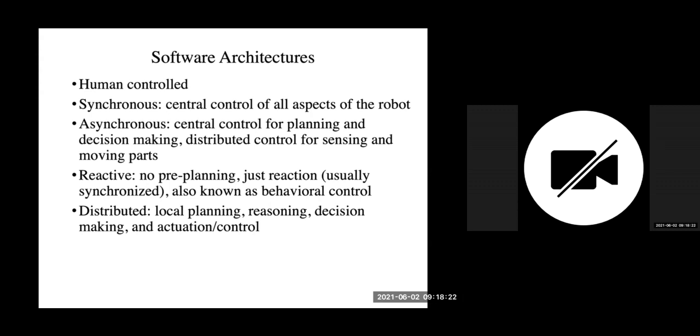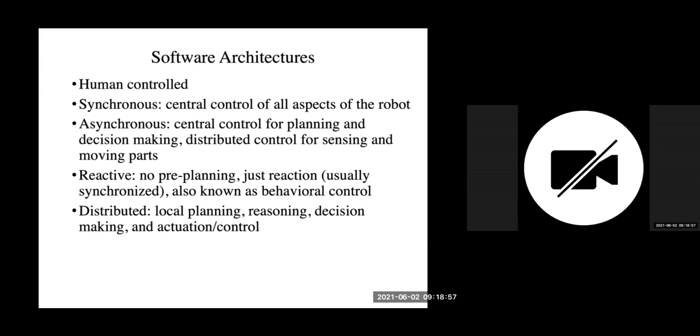Reactive means you don't do pre-planning. You just see something and take action, which means you don't plan ahead of time. It is also known as behavior control. Distributed is more like local planning, reasoning, decision making, and actuation control. With synchronous, you can still have a centralized one, but distributed means you don't need complete knowledge of everything before you make a decision, whether for planning, reasoning, or modeling.